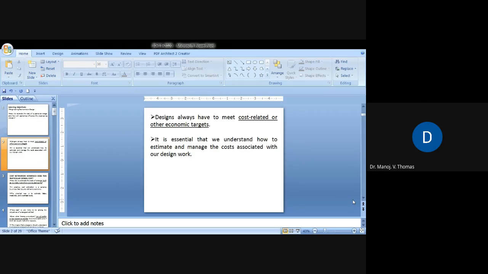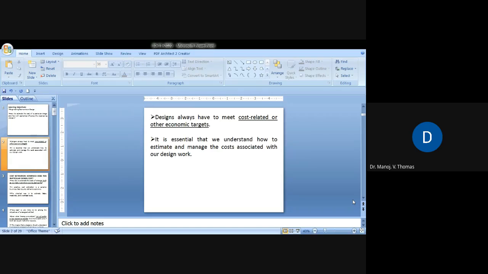So the price should match the buying capability of the customers. We should understand the type of people that we are aiming for, and then we should set the price. That is why designs always have cost related or economic targets. Without that, it will not work. Say, for example, a car. There are a lot of car models available for different people with different capacities of buying, and they can choose their cars accordingly.